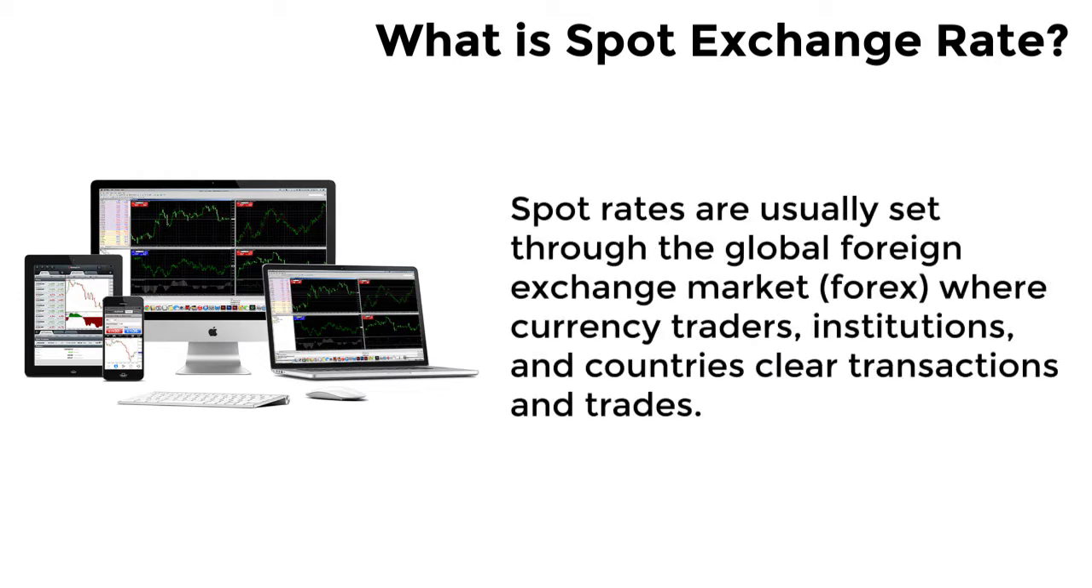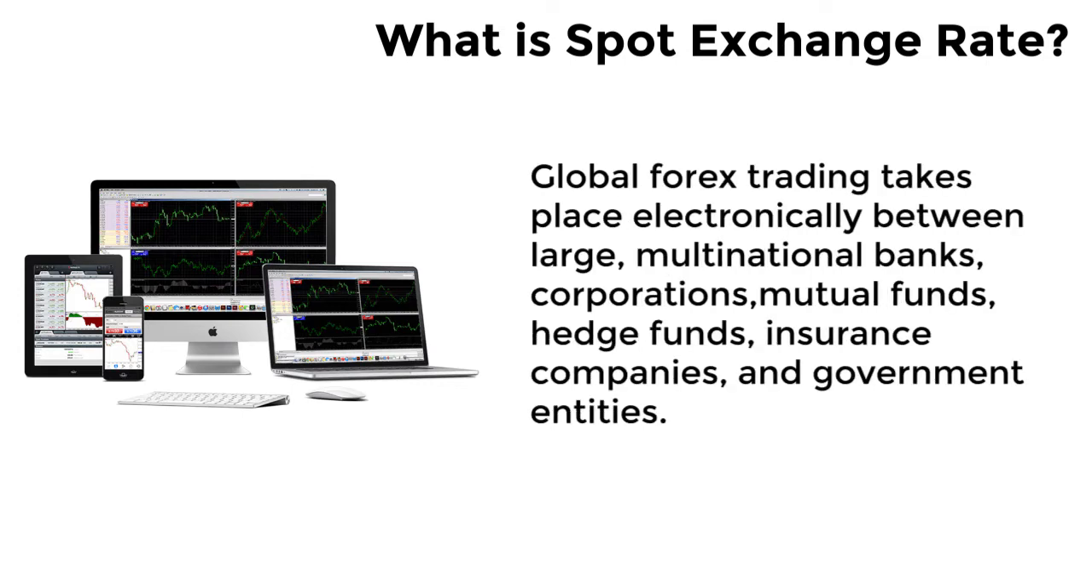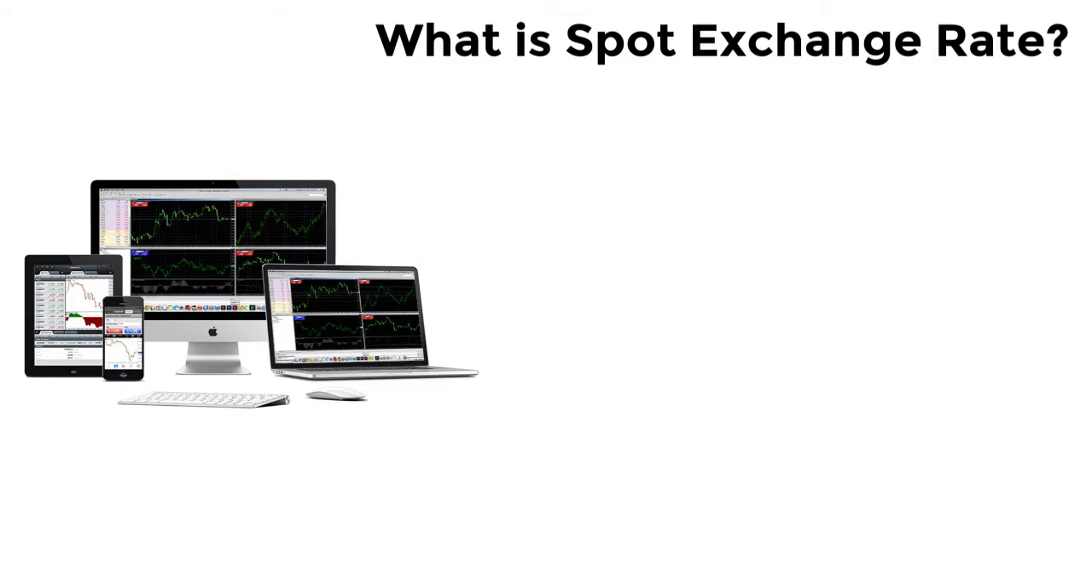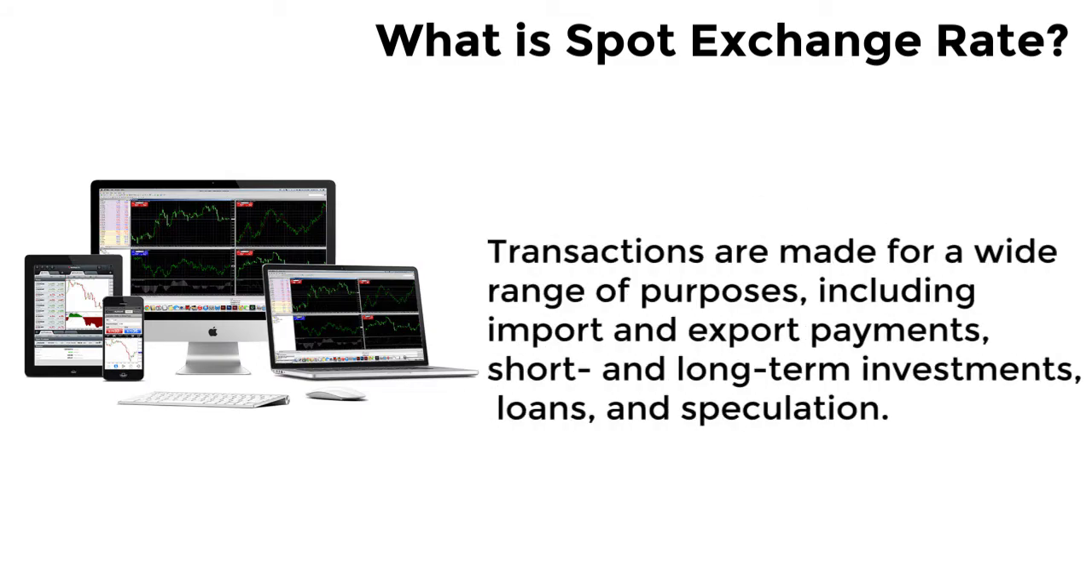Spot rates are usually set through the global foreign exchange markets, that is Forex, where currency traders, institutions, and countries clear transactions and trades. Global Forex trading takes place electronically between large multinational banks, corporations, mutual funds, hedge funds, insurance companies, and government entities. Transactions are made for a wide range of purposes, including import and export payments, short and long-term investments, loans, and speculations.